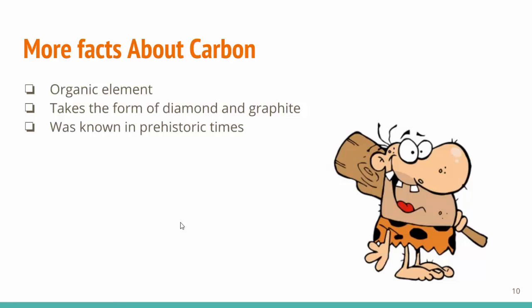Some more facts about carbon. Carbon is an organic element, meaning that you can find it in nature, and it takes the form of diamond and graphite. And this is cool because diamond is one of the hardest substances known to man, and graphite's one of the softest, and I think it's a cool contrast right there because it can take forms of both. And it was known in prehistoric times, as you can see, our caveman over here.